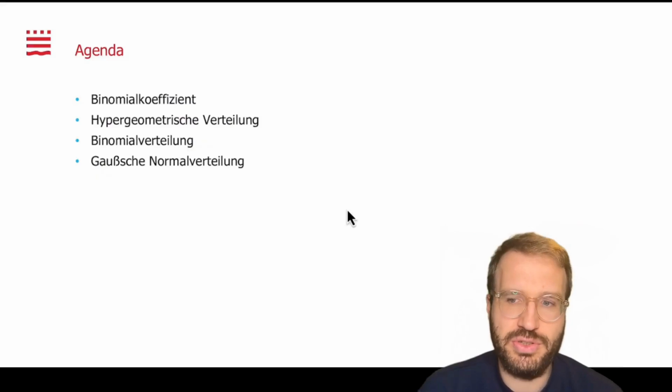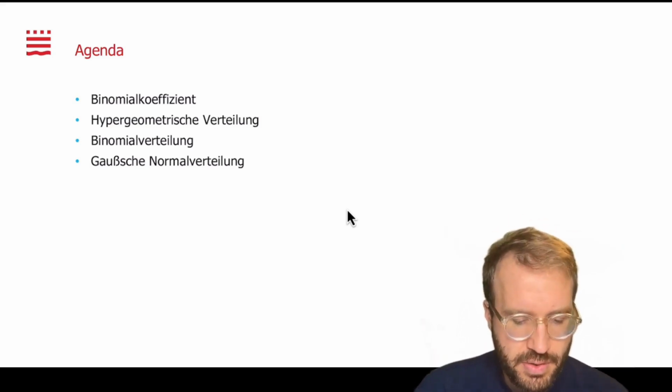This week, we want to look at three different distributions that are particularly important. On one hand, we have two discrete distributions, namely the hypergeometric distribution and the binomial distribution, and then the most important continuous distribution, which is the Gaussian normal distribution. We'll also see again next week, in relation to the central limit theorem, why this distribution is so special.